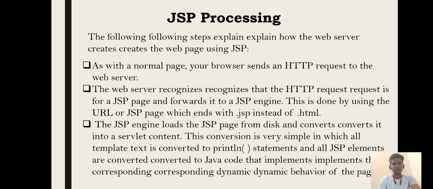JSP processing. The following steps explain how the web server creates the web page using Java Server Pages. As with a normal page, your browser sends an HTTP request to the web server. The web server recognizes the HTTP request is for a JSP page and forwards it to a JSP engine. This is done by using the URL of the JSP page, which ends with JSP instead of HTML.